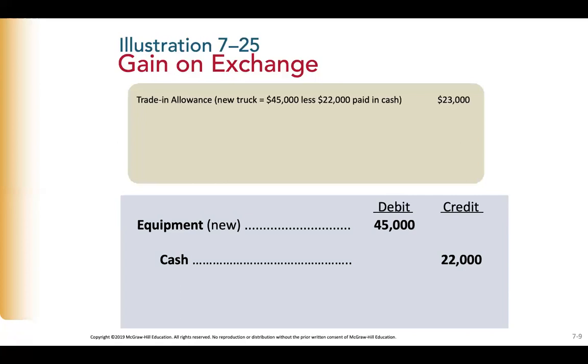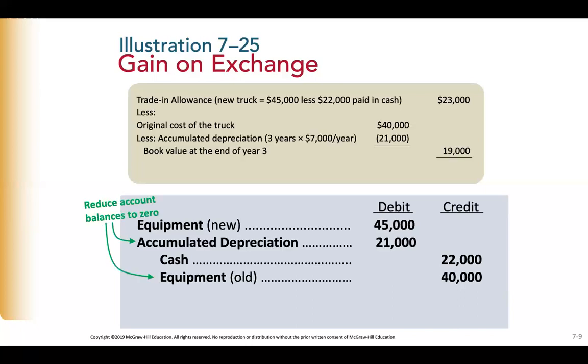First thing we want to do is record our new equipment at fair value. Our new equipment's fair value is $45,000. We also know that we paid cash of $22,000. Our cash is going out. Our cash is decreasing. We need to credit cash for $22,000. Next, take the old equipment off of the books. Same thing we've done with the other examples. Debit accumulated depreciation for the 3 years taken, and credit the old equipment for $40,000.